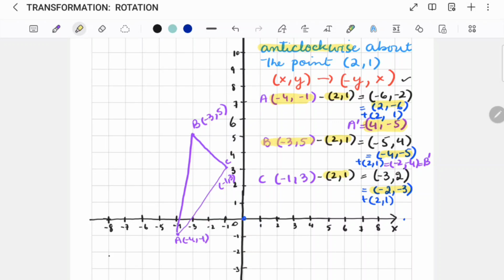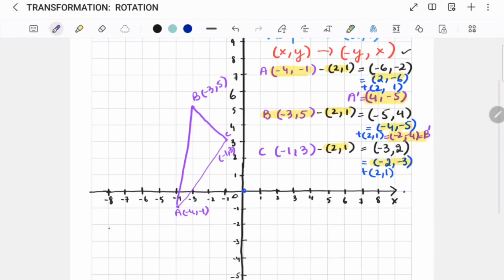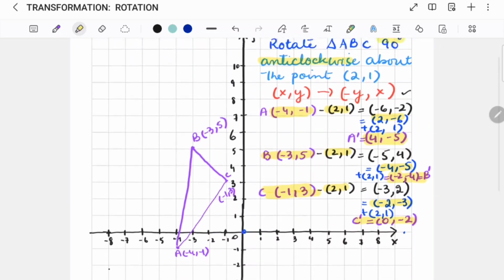Okay, so your B is this much and your image is this much. For the last one, whenever you are adding minus 2 and plus 2, it will become 0, so C prime is 0, and minus 3 and plus 1 will become minus 2. So those were your answers. Now quickly check also that, coming to the center, are they making 90 degrees? Is it anti-clockwise or not? So this is all for the working.